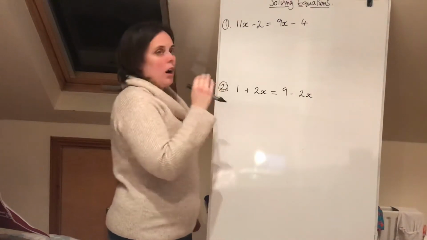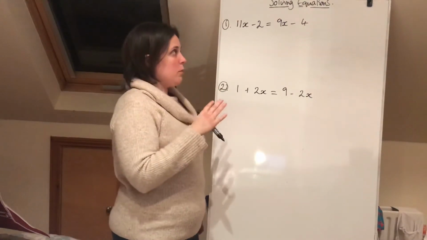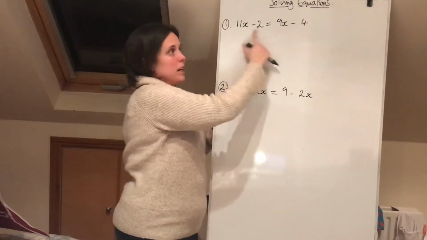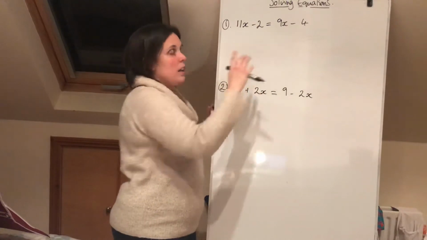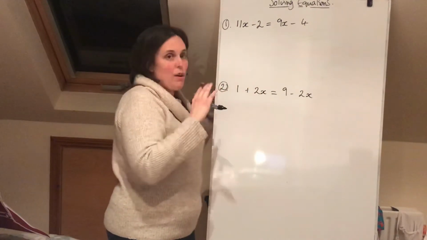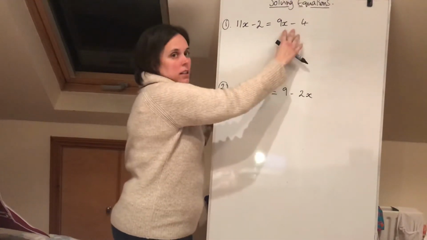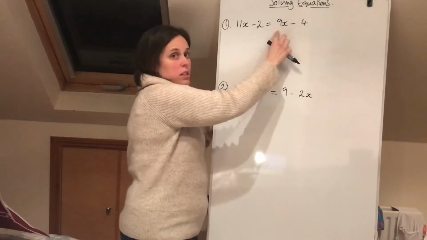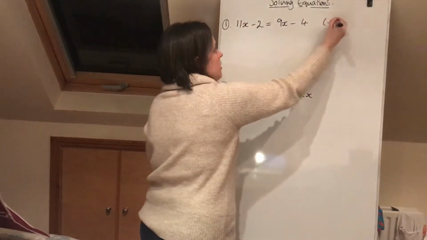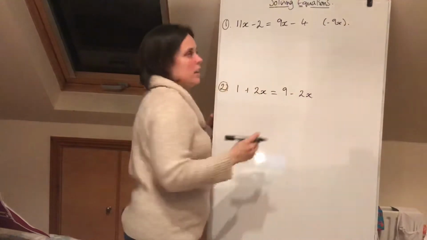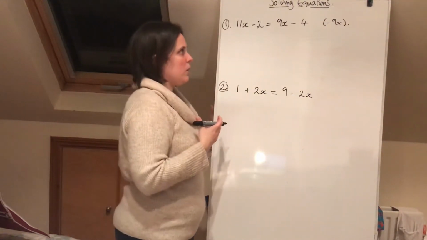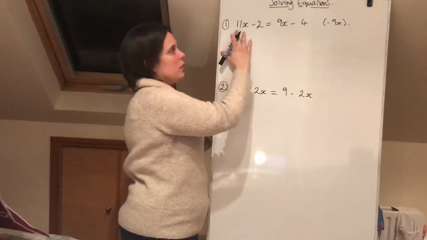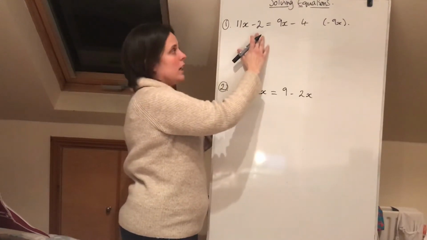So my advice is start with the smallest amount of x. So we've got 11x and we've got 9x. The smallest x is 9x, okay? Now what we can do to get rid of it so we don't have any x's on this side, it's positive 9x, so I'm just going to take away 9x. You can't just do that to one side of the equation, you must do the same to the other side of the equation. So over here, I'm going to also take away 9x.